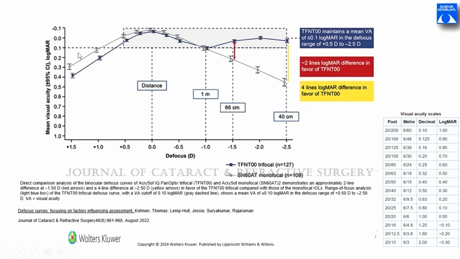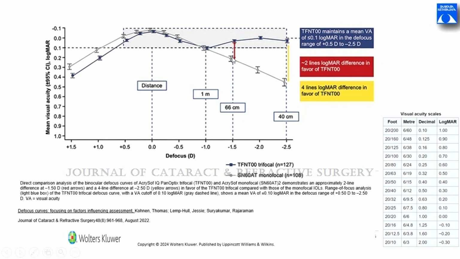So when we see a defocus curve, these are the various components. You have the visual acuity on the y-axis. On the x-axis are the various lenses we have used. For distance vision, the peak at 0 gives you how good the distance vision is. Then, as I said, at 1 meter, when you place a -1, it is equivalent to reading something at 1 meter. And for intermediate vision, we have -1.5.